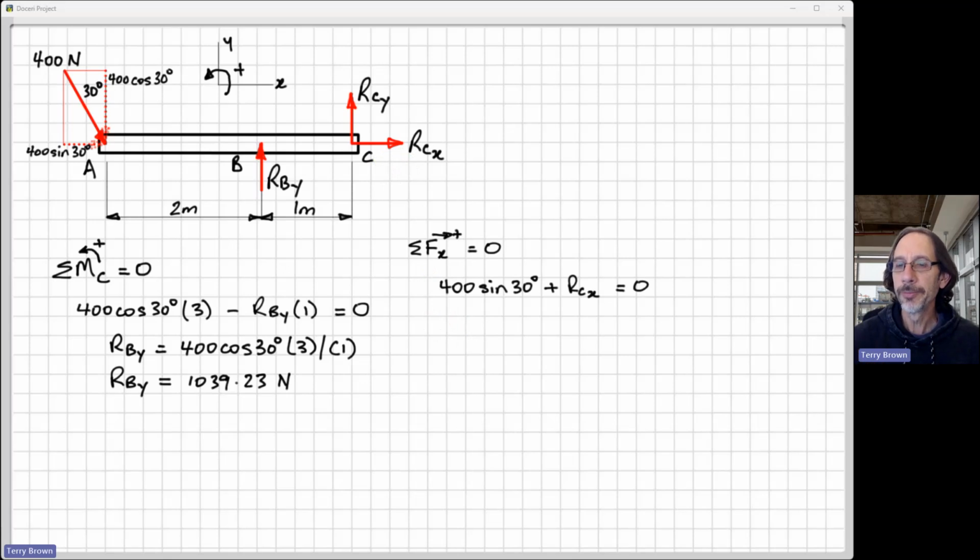So we have 400 sine 30 on the left here, plus RCX, no other horizontal force, so that's all equal to 0. Okay, so you can imagine if we had maybe 2 or 3 other forces acting on this at other angles, it might not be so easy as it is in this case to just look at the problem and work out whether this should be to the right or to the left. Okay. So I've deliberately chosen just to the right, just to show you what happens and that it comes out as negative in our solution. Okay, so minus 200 newtons, indicating, as I said, that this actually should be to the left.